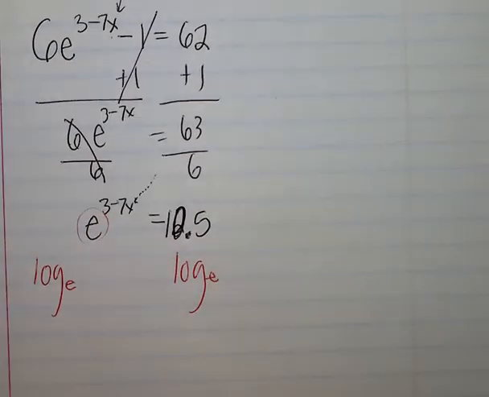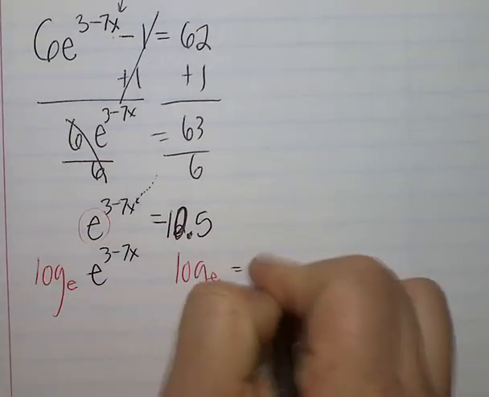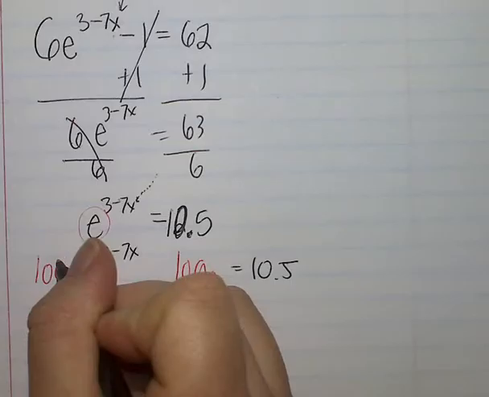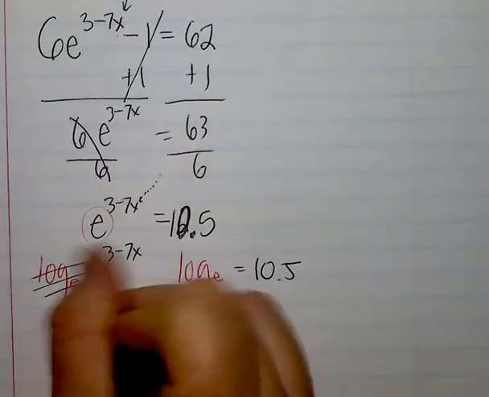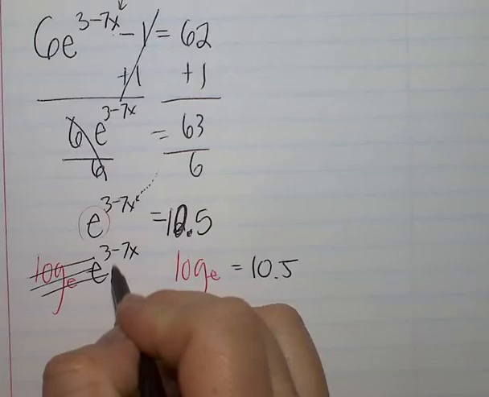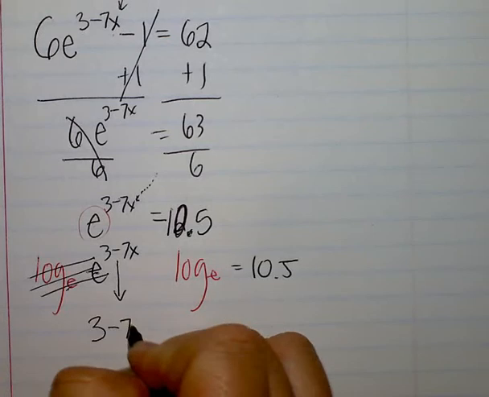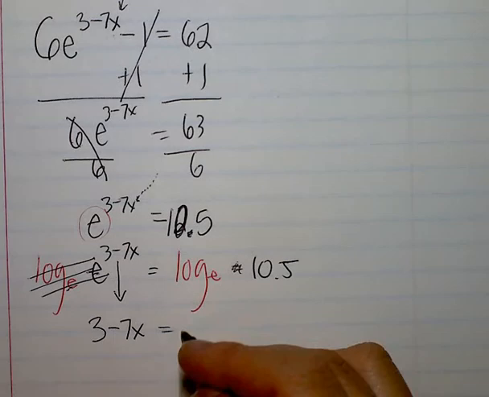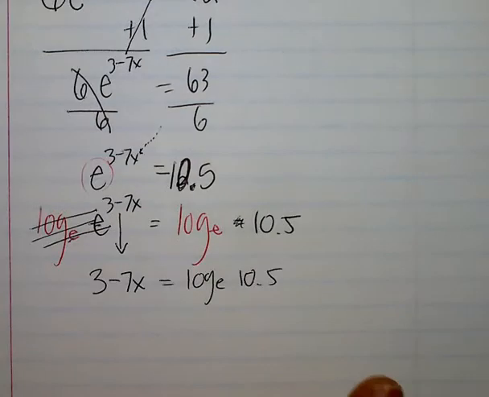Now I put everything else down that already existed. This cancels out. In reality, it turns into a 1, and that's the whole purpose of why we do that. And then I get to bring down 3 subtract 7x equals, sorry, this shouldn't have been an equal sign, equals log base E of 10.5. There's nothing wrong with what I wrote.